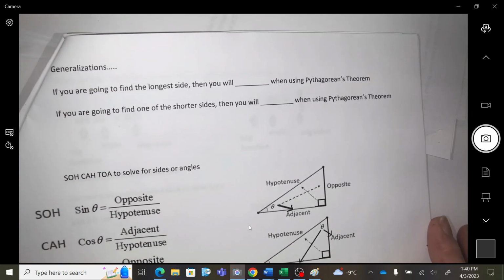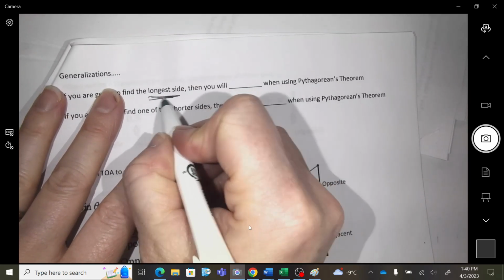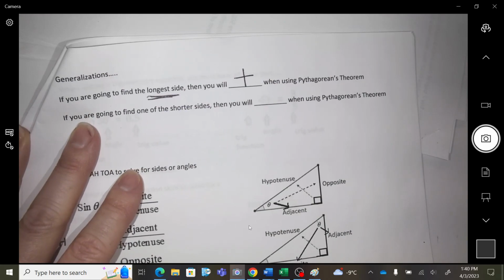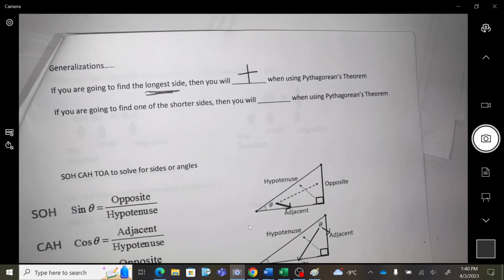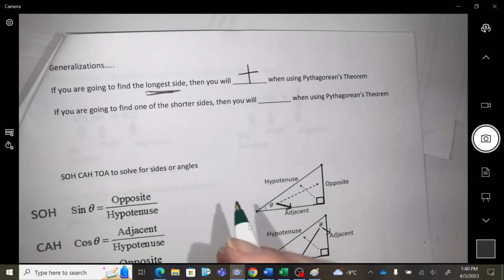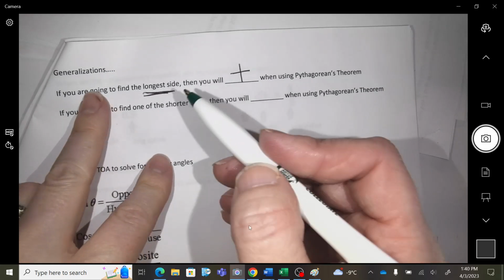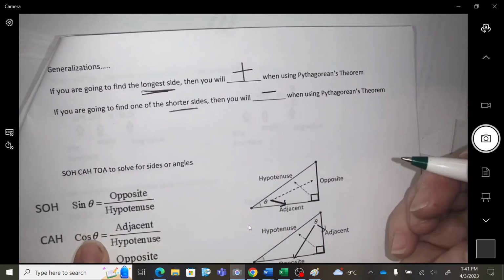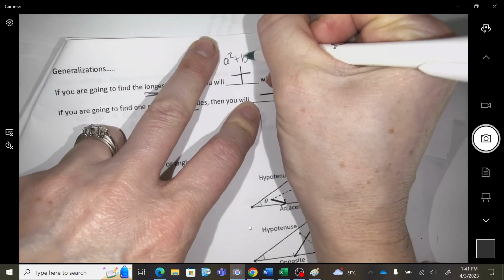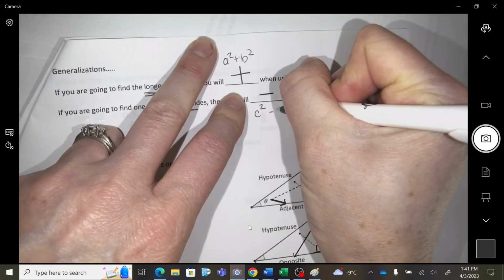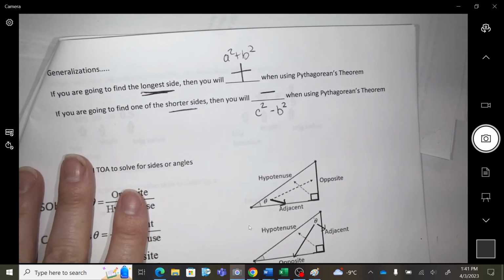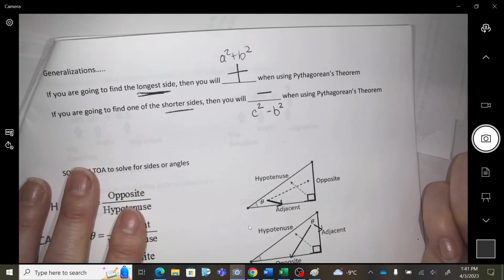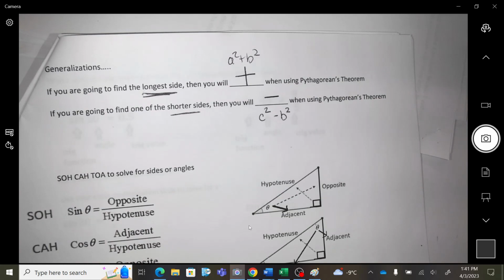Okay, so just to recap, when you are going to find the longest side, then you will add, right? When you're going to get the longest one, you're doing an add. And if you are going to find a shorter side, then you're going to have to do a subtract. If you want to write in little formulas for yourself, that's what you would be doing. Okay? That's Pythagorean theorem.